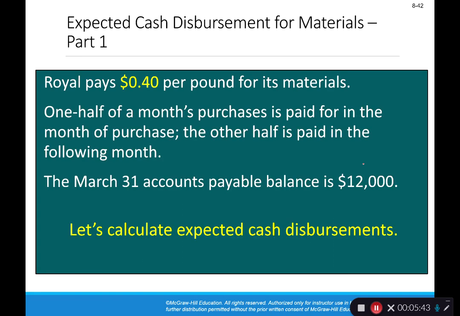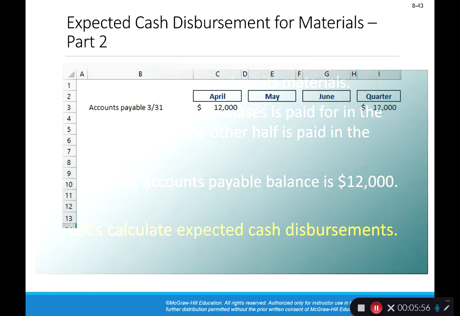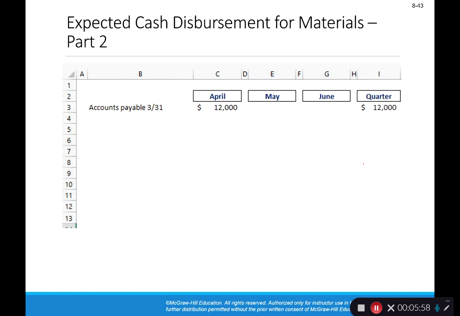Now we know Royal pays 40 cents a pound, and now there's some more assumptions. One half of the month's purchases is paid in the month of purchase, the other half in the following month. And then we have a payable from March of 12 grand, which will be paid in April. So like our cash receipts budget, we're going to do a cash disbursements budget. So the account payable that was due at the end of March is paid for in April.